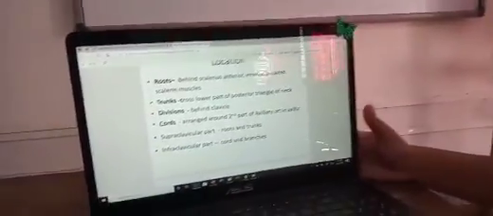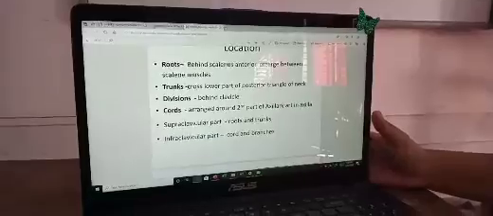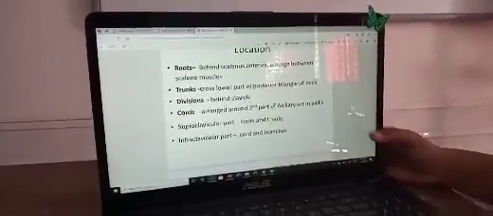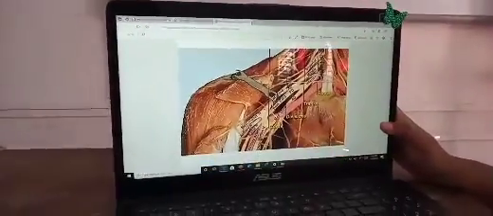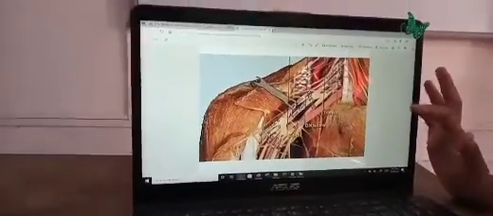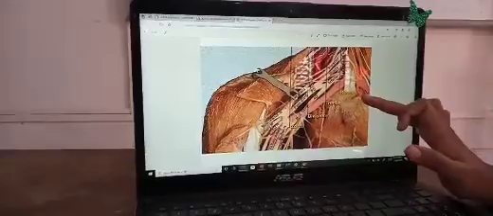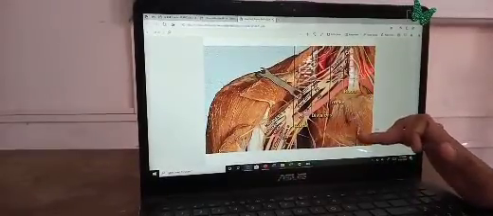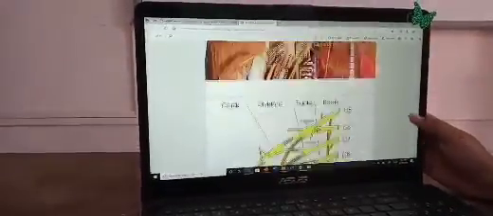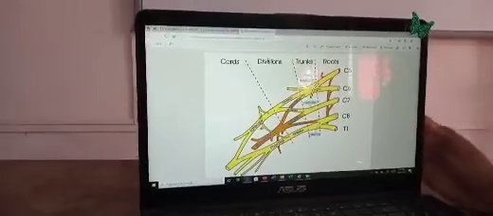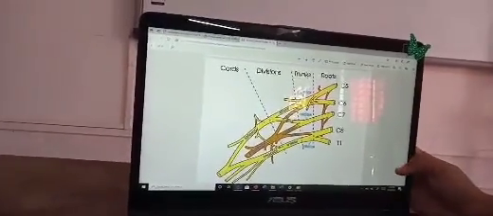So you have to write your answer this way. When you write your answer this way, you will get your marks very easily because the examiner doesn't have to read through your paper at all. And you will also have to draw this diagram. You have root, trunk, division and the different cords. See, I put this picture for your better understanding.